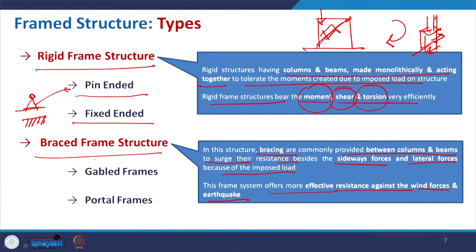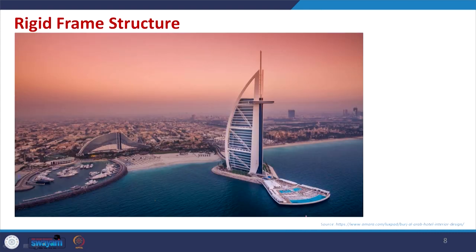Now, in the brace frame structure, we also have gable frames and portal frames. Here, instead of a joint, the frame acts as a single portal. We'll discuss this in a subsequent slide. Before we go into that, let us go through some examples.